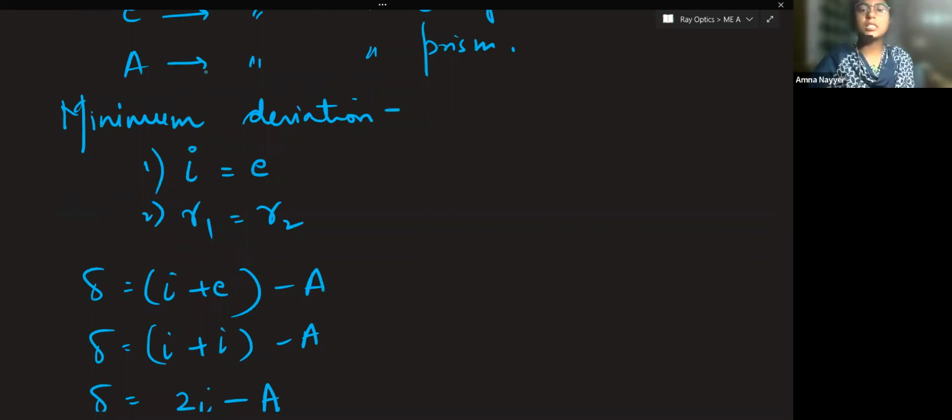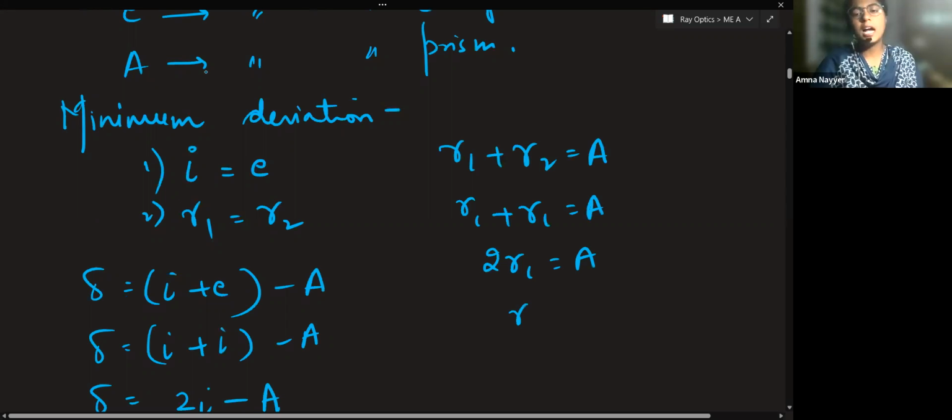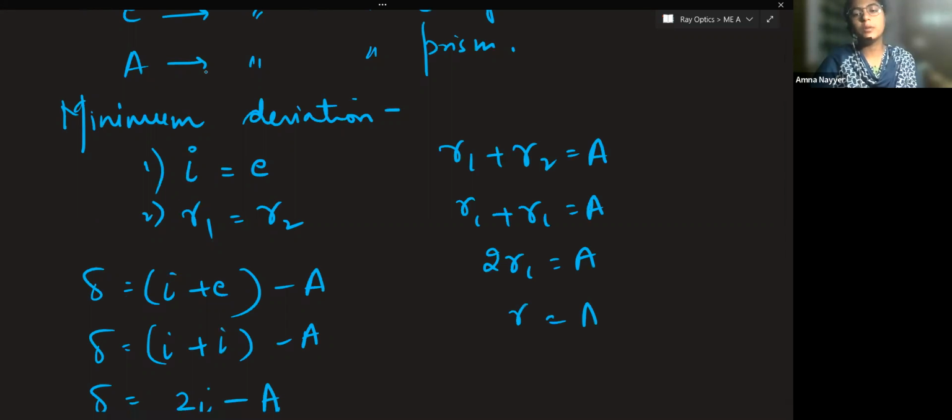The other equation was R1 plus R2 is equal to A. So R1 and R2 both are equal. R1 plus R1 is equal to A, so I can write 2R1 is equal to A, or simply R is equal to A by 2.